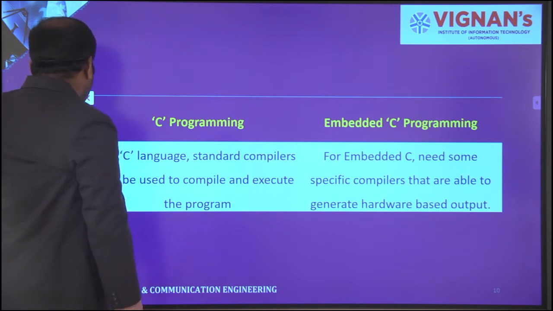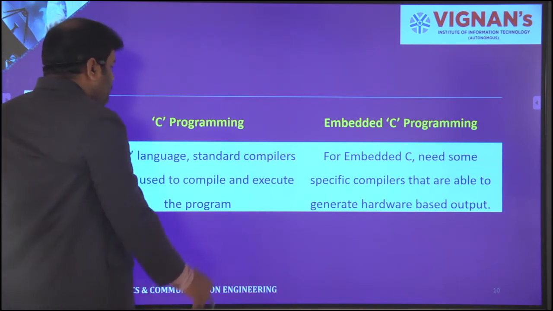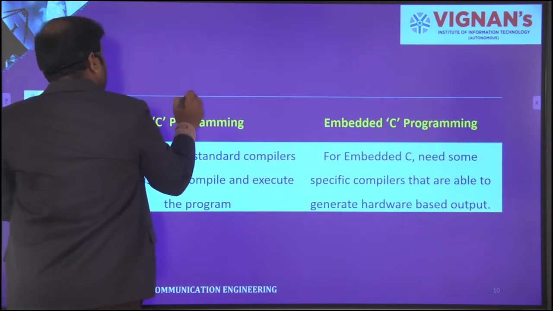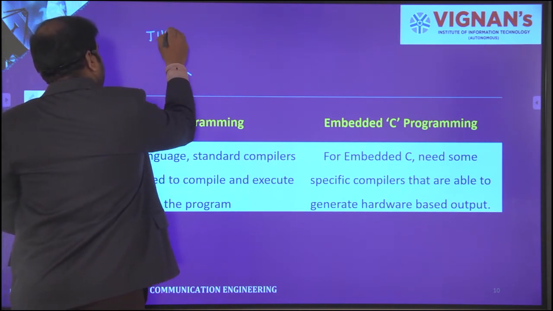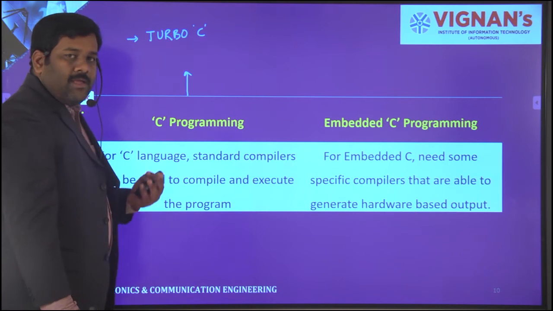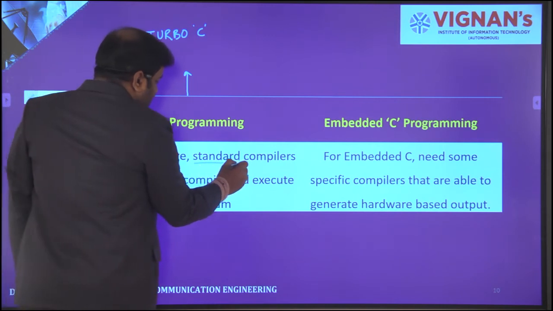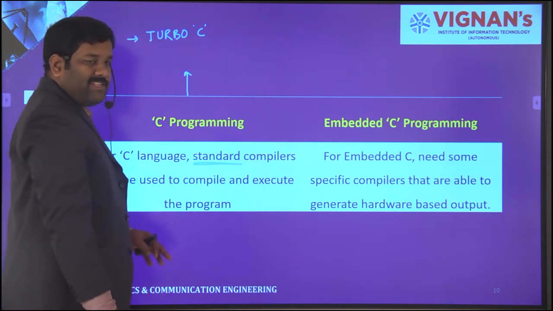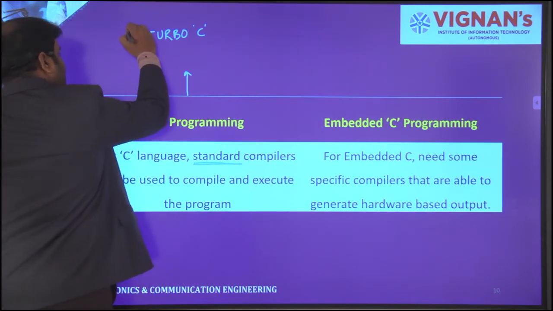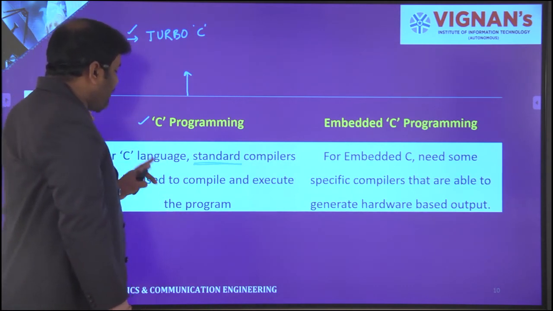Next, for C language, standard compilers can be used to compile and execute the program. That is what I have taken, Turbo C. It is one of the compilers which will compile the program and give us the errors. Standard compiler means there is no need to modify the compiler. However lengthy the program, Turbo C is enough to compile the program and show where the errors are.